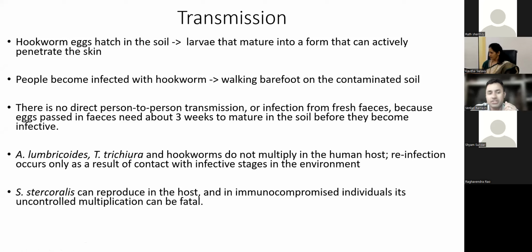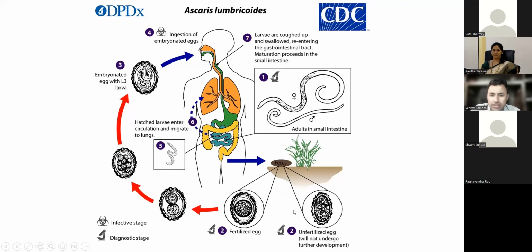So here, as you see, for Ascaris, you have an unfertilized and fertilized egg. The unfertilized egg does not undergo further development, and the embryonated egg with L3 larvae is then ingested. The larvae are coughed up and swallowed, re-entering the gastrointestinal tract, and maturation proceeds in the small intestine. And the diagnostic stage really is the demonstration of the eggs in the feces.